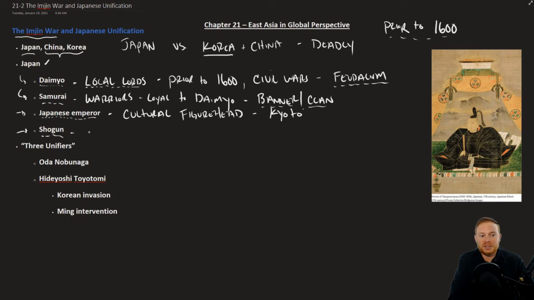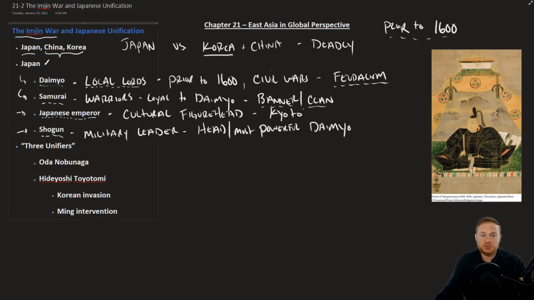The shogun was the military leader. We might think of the shogun as being kind of like the head, maybe the head or most powerful daimyo, right? So the emperor, cultural figure, the shogun, if one of the daimyo were powerful enough to exert control over all other ones, they assumed title of shogun, which was supreme military leader. Sometimes the shogun and emperor ruled hand in hand. Sometimes they were against one another. And again, throughout Japanese history, it was very common for these daimyo to be fighting each other for control.